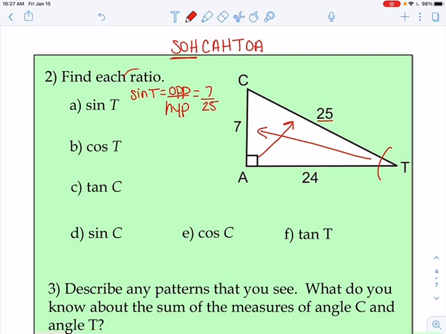Hey, it says find the ratio. Ratio you can leave in fraction form, so let's leave that as 7 over 25 for the time being.